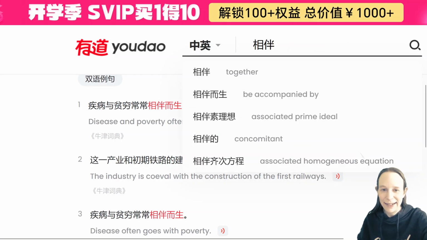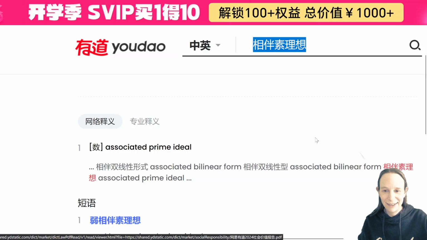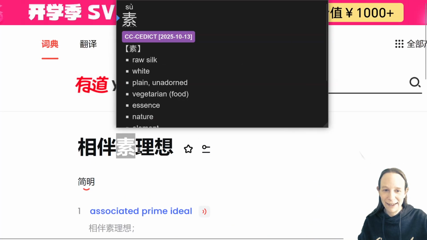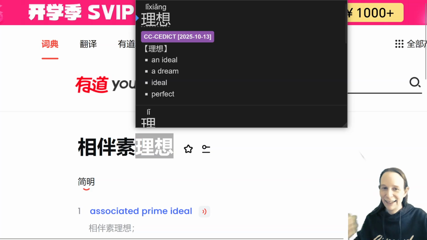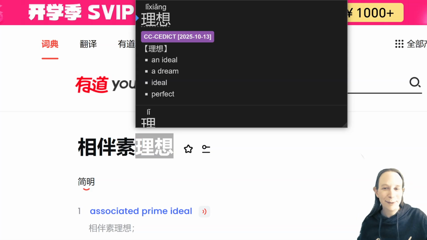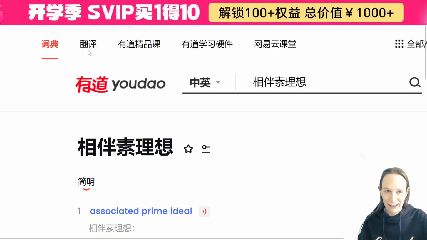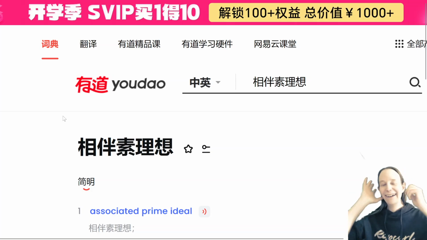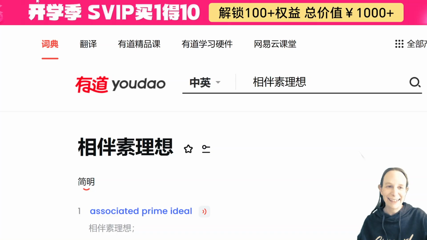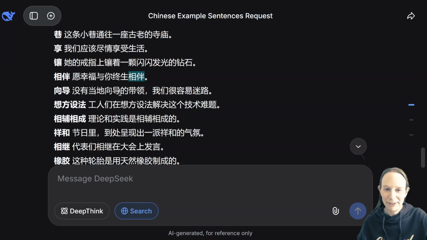Well, 相伴助理想. That sounds like a commutative algebra concept. Not sure. 理想, an ideal. Yeah, in mathematics you have ideals. It's field theory, is it? Oh, I forget. Long time ago. Or is it ring theory? All right, let us move on with life.